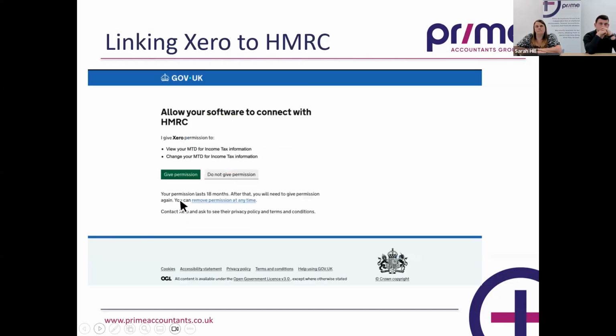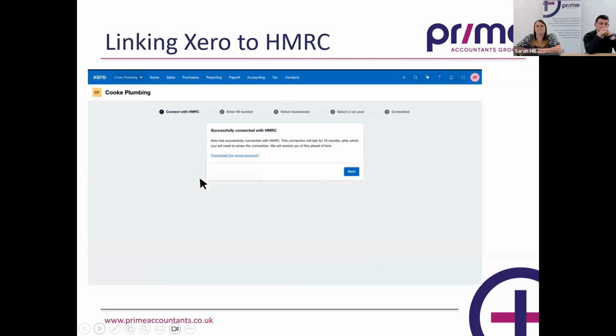Next, HMRC will ask you to give permission to Xero. This connection is typically a one-time setup that lasts about 18 months. Click Give Permission. Once permission is granted, you are taken back to Xero. Click Next to continue the onboarding. Now, carefully enter your national insurance number. HMRC uses this to identify you and any linked MTD for income tax businesses, so it must match their records exactly. Click Next to continue.